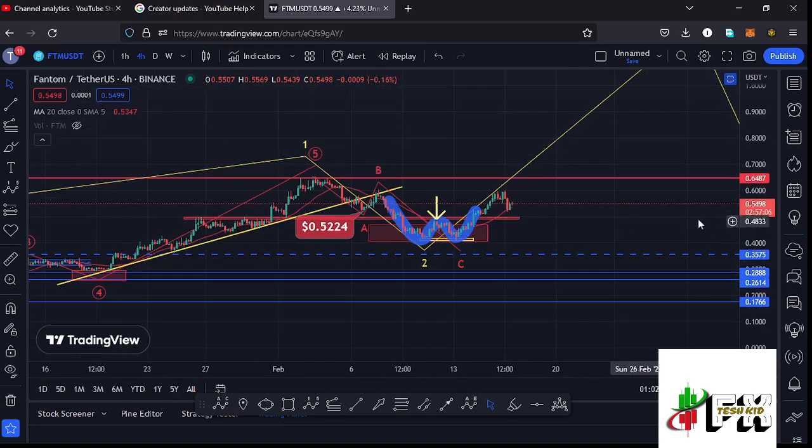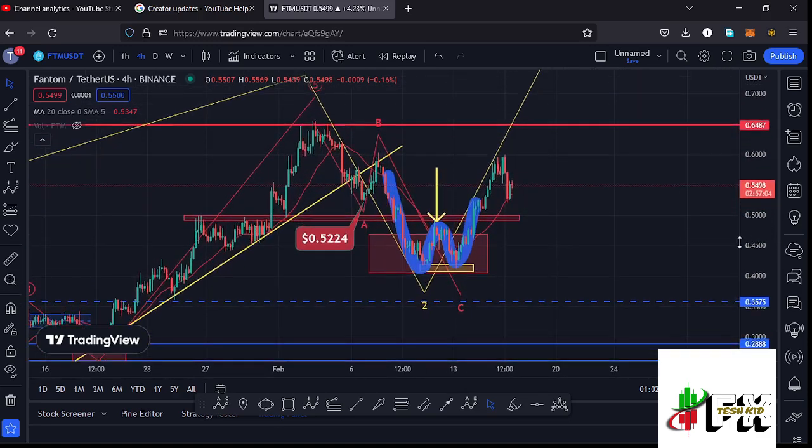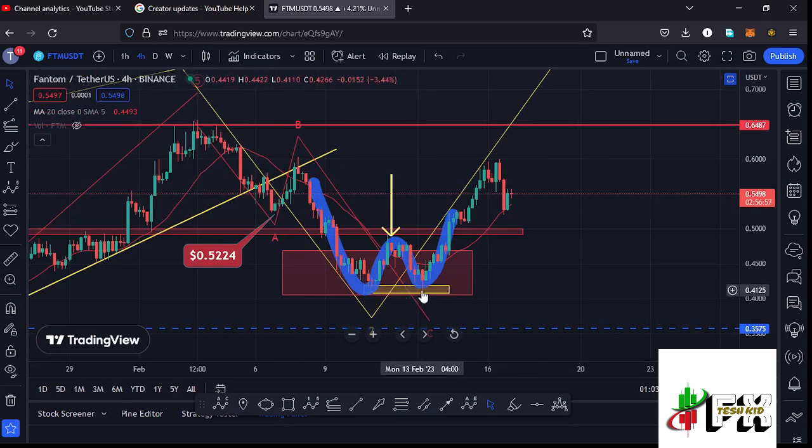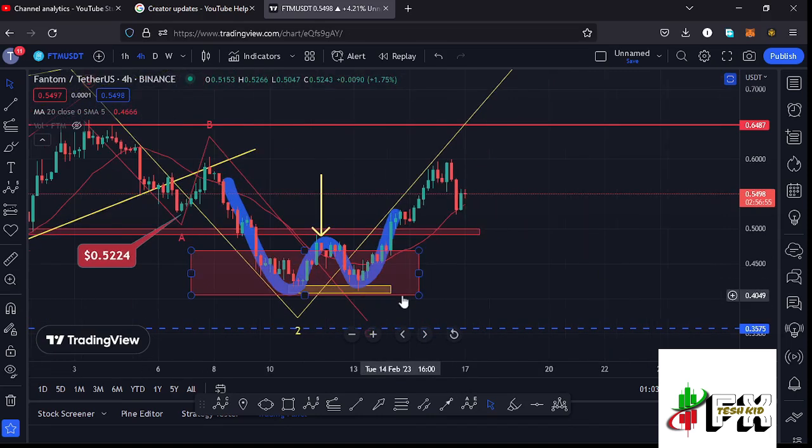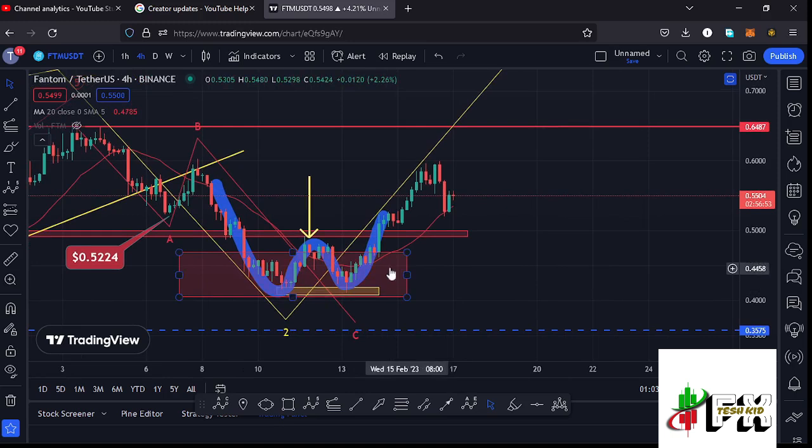So if I zoom in so that you can see that better, after making our low at around the $0.41 mark in the formation of that higher ED12 count 2, we have been seeing this massive bounce to the upside in what we can term as that first wave to the upside, so we can term that as the wave 1.